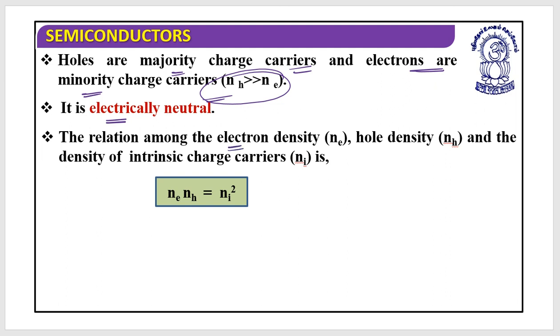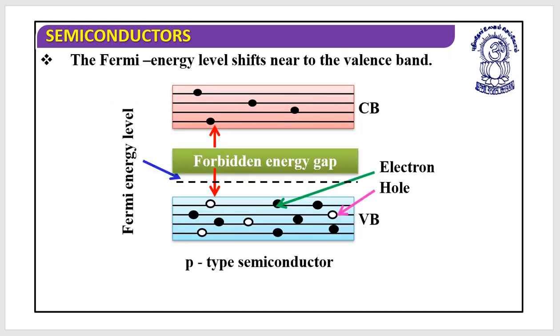And when we want the relation between the electron density and the hole density, then the product NH into Ne is equal to Ni square, where Ni is the density of intrinsic charge carriers. So this is NH into Ne equals Ni square for the extrinsic semiconductors. I hope this is clear.